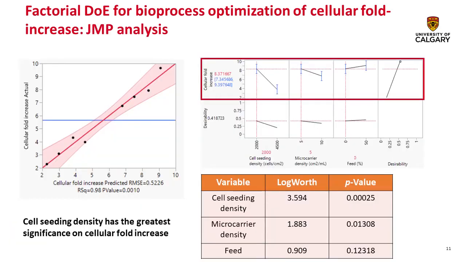Further statistical analysis was performed using JMP, which looks at the significance each variable has on our output variable by making cellular fold increase a function of these 3 bioprocess variables.